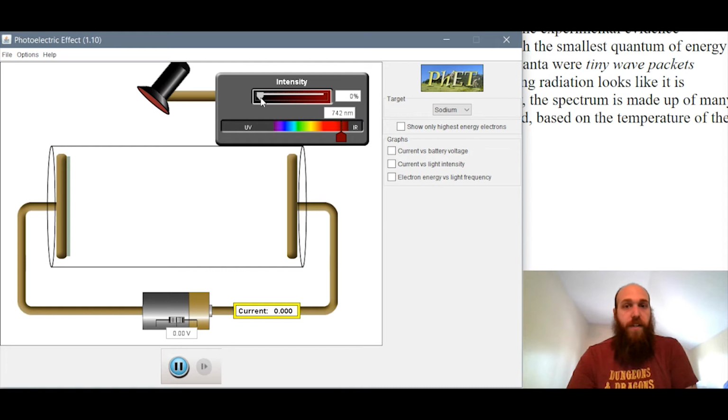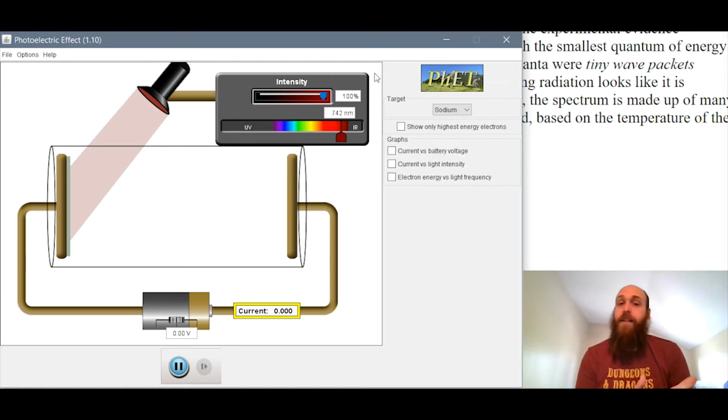If we increase the intensity on this 742 nanometer red light, nothing happens. We increase the intensity up as far as we can go. We have as many photons coming through as possible, but nothing's happening. And the reason why is because of Planck's quantum hypothesis, that formula that we learned with the photon when we first started studying it. E equals hf.